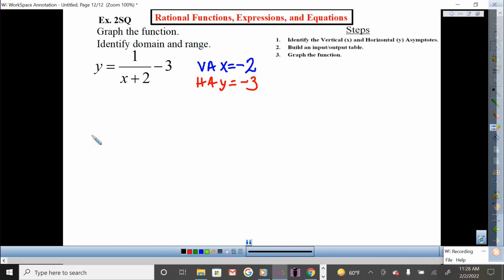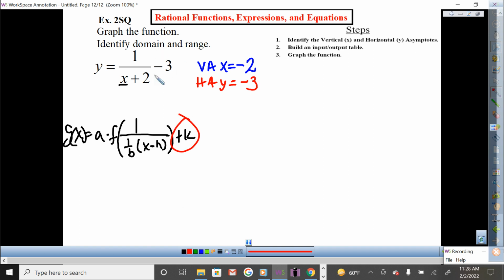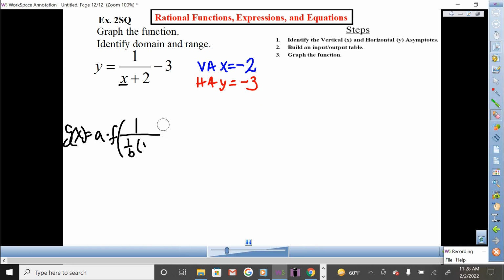Now, for those of you that need a refresher, here goes our general rule that we're using: a times f of 1 over b, x minus h, plus k. Now, look at it. We have an x minus. This is not a minus. That's why that became a negative 2. And k is still there. That means our k is what? Negative 3. Okay. So that's our general rule. We don't need it. I'm just showing you to recap.